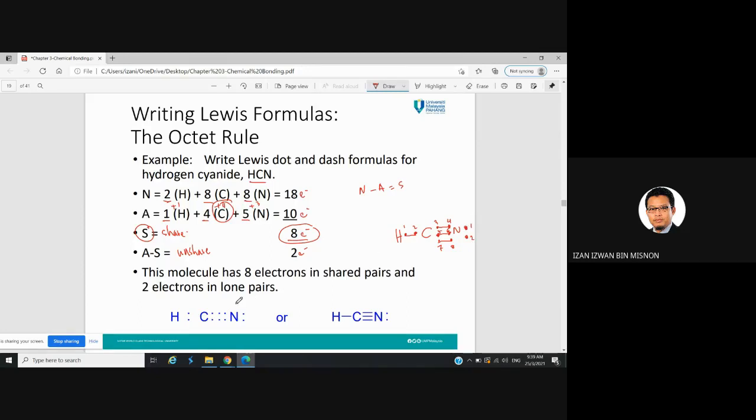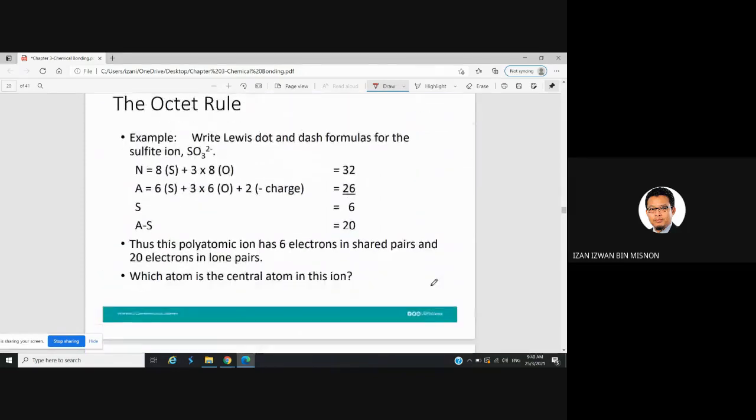Okay, so either you can write it in the Lewis dot structure or using the bond structure, bond drawing. So both are acceptable. Okay, so let's look at the next example: the Lewis dot and dash formula for the sulfite ion, SO3 2 minus.